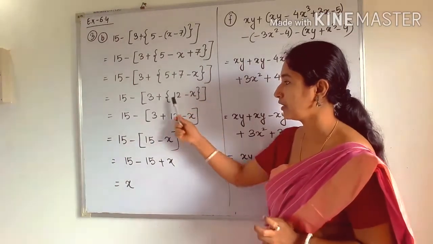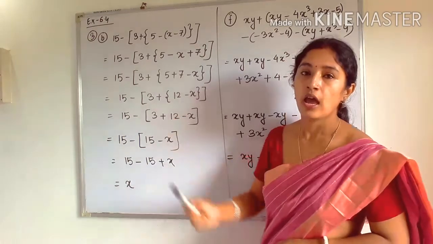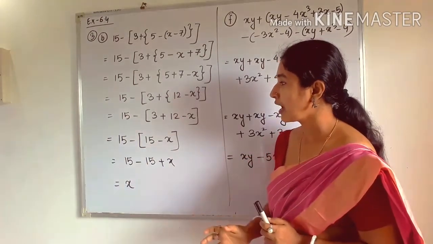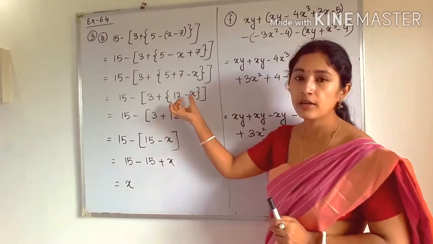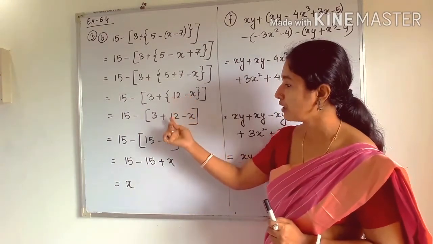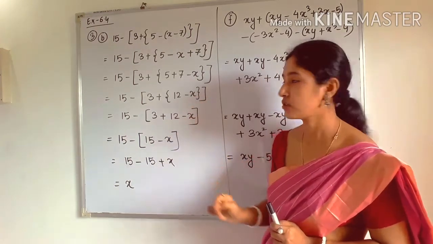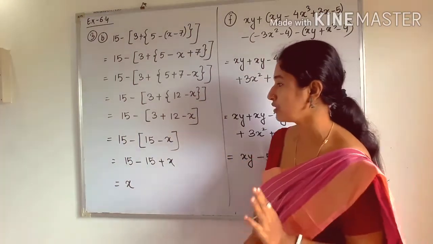So outside the bracket you can see a plus symbol is there, and if there is a plus symbol there will be no change in the sign if you open the bracket. So this will be plus 12, and this is minus x, this will be minus x only. Okay, so there will be no change in sign.